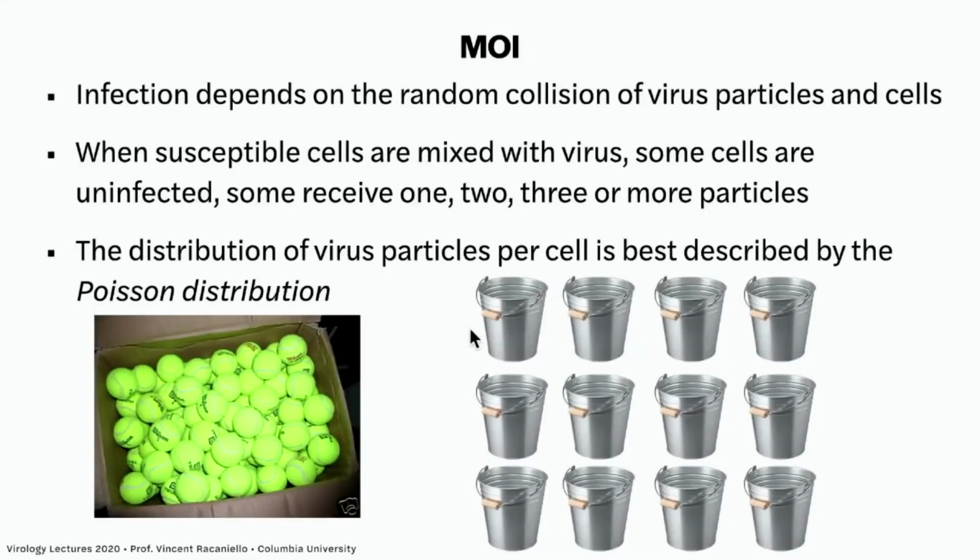And the actual number of particles each cell gets when you add different amounts of viruses is determined by a formula. And it's a random event because infection depends on random collision of viruses in cells. And when you add viruses to cells, some are uninfected, some get 1 particle, some 2, get 3 or 4 or more. And that distribution, how many particles get into different cells, is determined by the Poisson distribution. I look at it as a tennis problem. I don't play tennis, but this is a good way to describe it. You take a box of tennis balls and you have a bunch of buckets, and you throw out all the tennis balls at once. The buckets are not going to get 1 ball each. Some will get none, some will get 1 or 2 or 3. The same thing with viruses infecting cells.